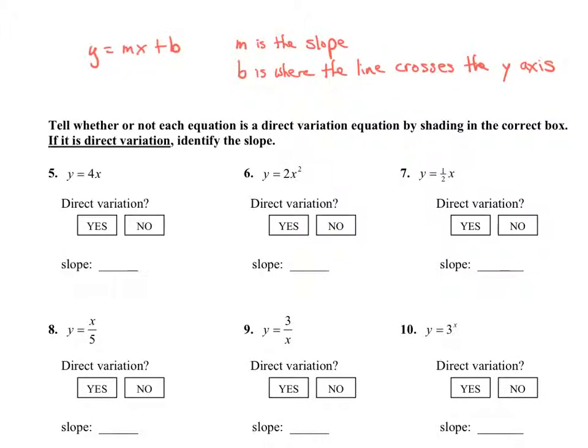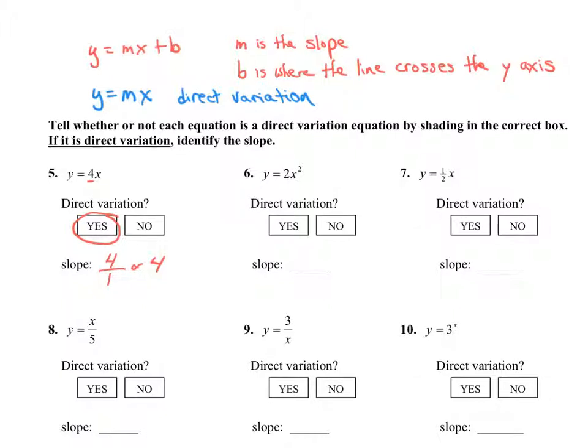Remember that the formula for a straight line is y equals mx plus b. The formula for direct variation would be y equals mx, because the straight line crosses the y-axis at the origin, which is 0, 0. Now let's identify whether some formulas are direct variation or not.